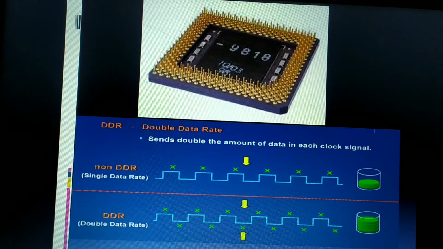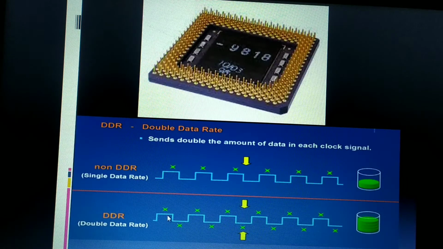Whereas in case of the DDR, that is double data rate random access memory, it is transferring the data to the CPU for the processing purpose both at the rising edge and the falling edge of your clock signal. Clock signal, once it will be rising, once it will be falling. So usually zeros and ones. So in case of double data rate random access memory, it will transfer double the amount of data in each clock signal.